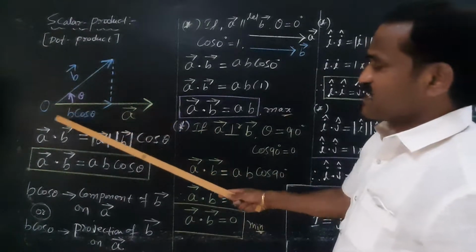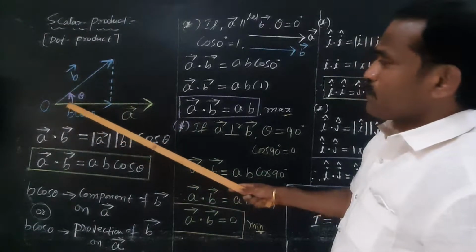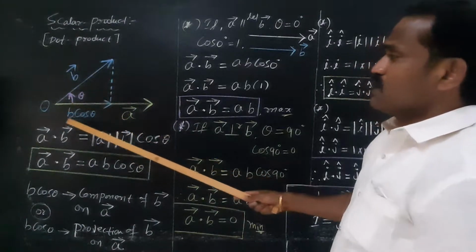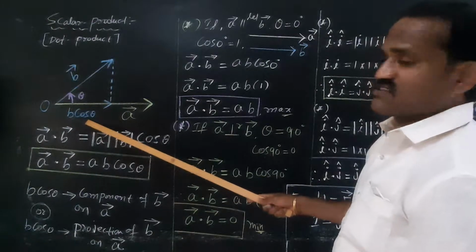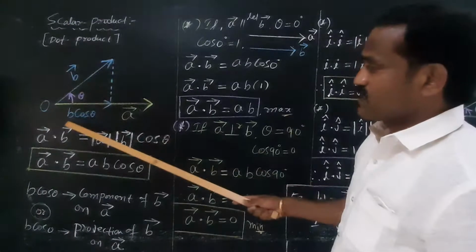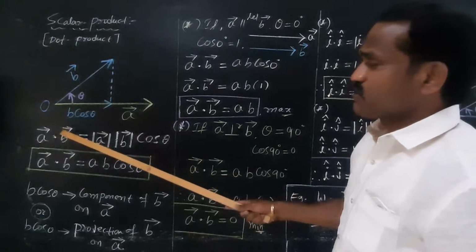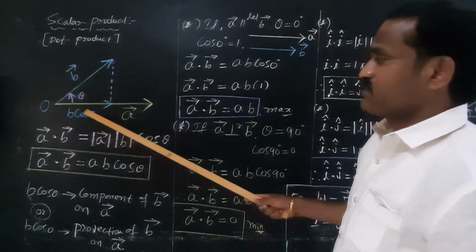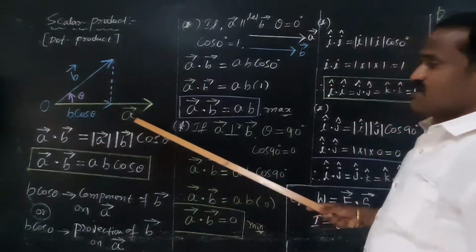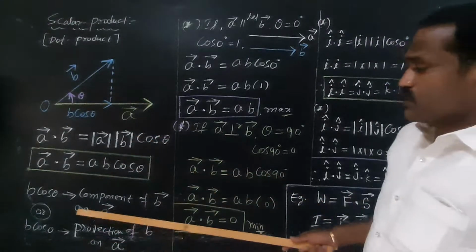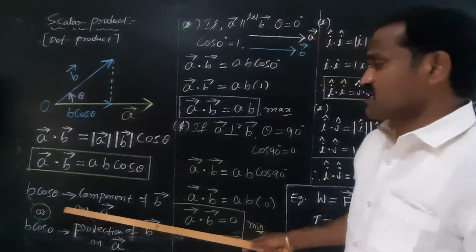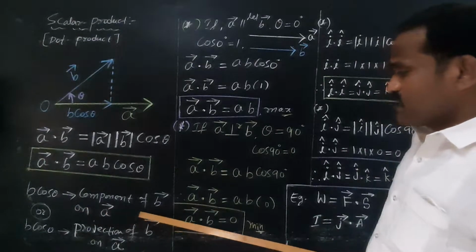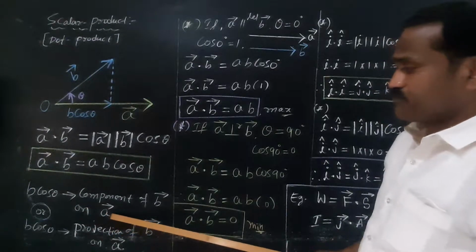You will get adjacent side is equal to hypotenuse times cos theta. Hypotenuse is what? Vector B, so B cos theta. So this is what is called projection of vector B on vector A. That is, you get B cos theta and vector A is here. So what is dot product? What is B cos theta? Component of vector B on vector A.